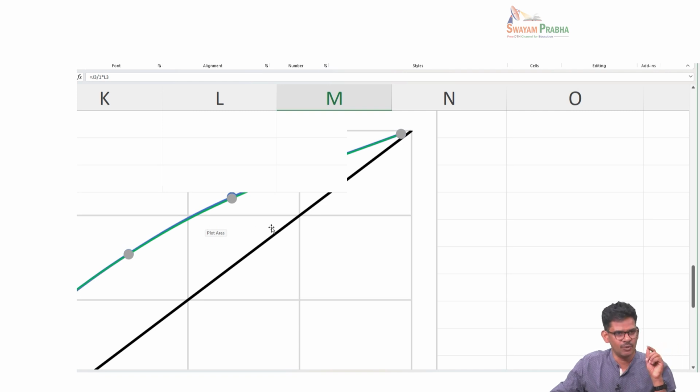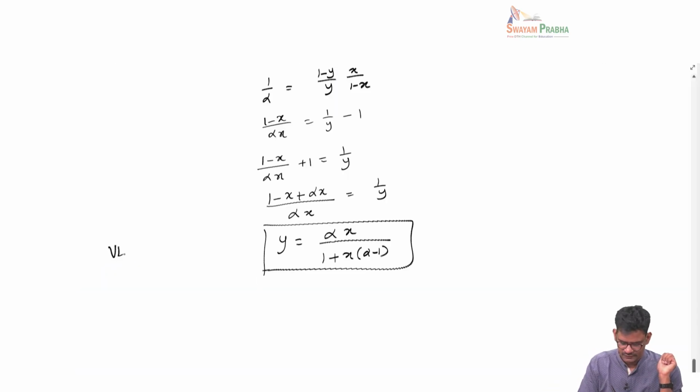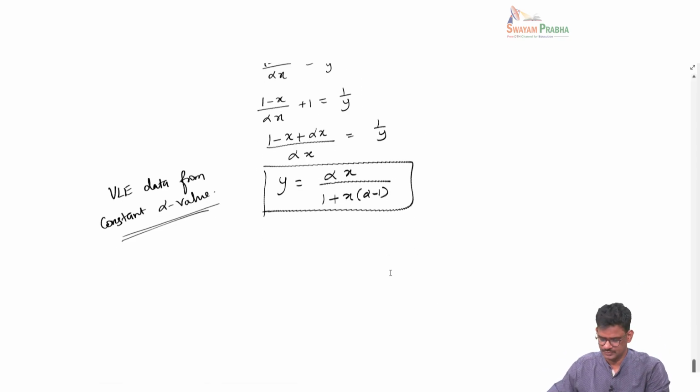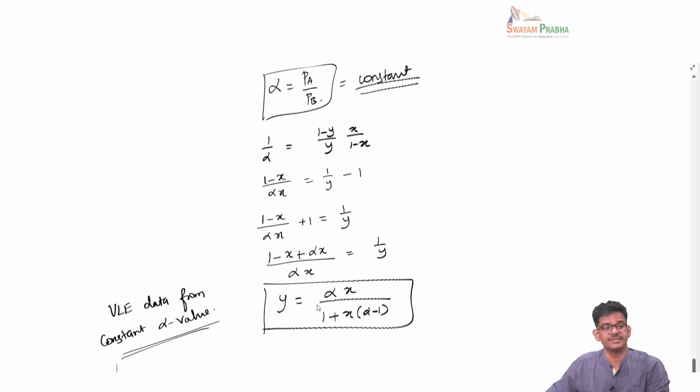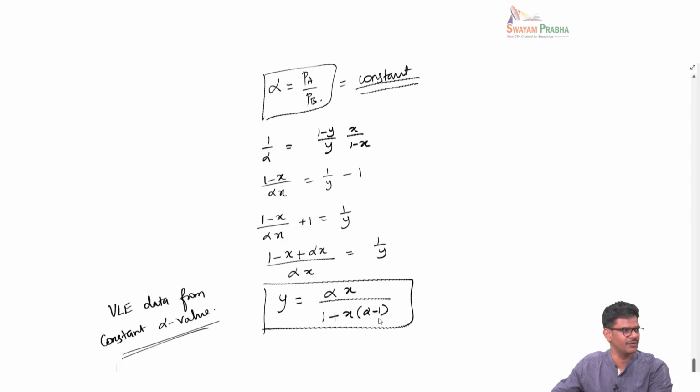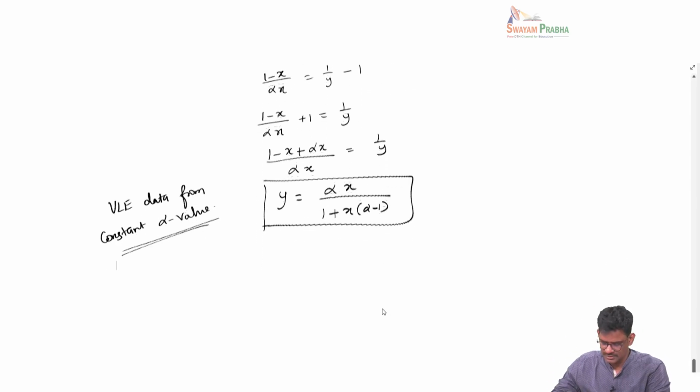So for a Raoult's law following mixture, if alpha is nearly constant, xy data can be very simply obtained from this expression that I showed. So this is VLE data from constant alpha value. Very important from the GATE point of view. You don't have to memorize this equation. If you know the definition of relative volatility, you can very well derive it quickly in about a minute.